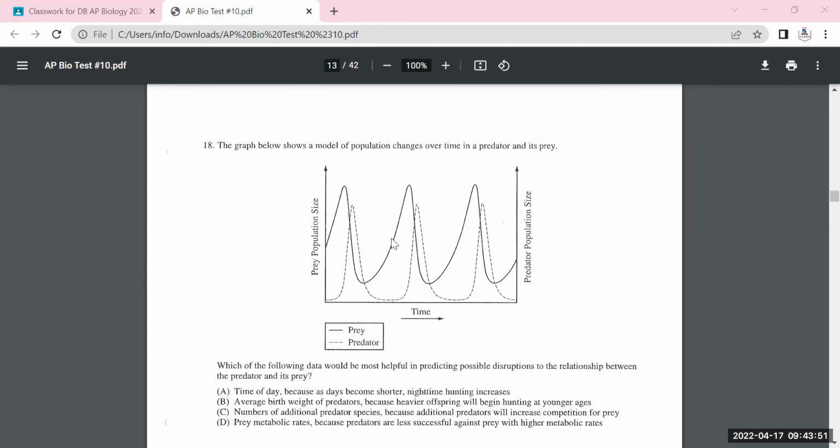Okay, so we have population changes over time in predator and prey, right? And this is one of those classic examples where you can see how the prey population and the predator population move together, right? Which makes sense because if you have a fox and a hare, the more hares, or the more little bunnies that you have, the more coyotes or foxes that you can support, right? So the numbers will go up together.